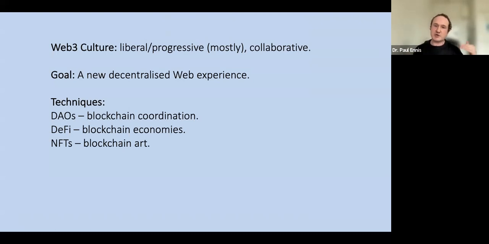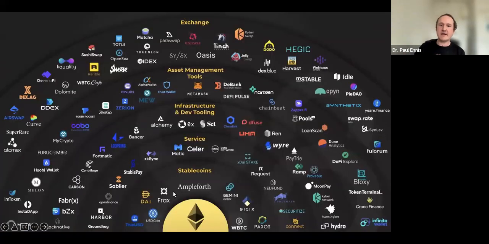So we essentially have the three elements of a social experience. We have the ability to socially coordinate, we have the ability to have our own money, and we have the ability to create art. So we can have a full experience of the internet, but in a new decentralized kind of way. So this is a small cluster of what the Ethereum ecosystem looks like.